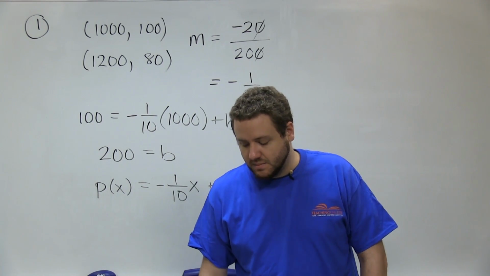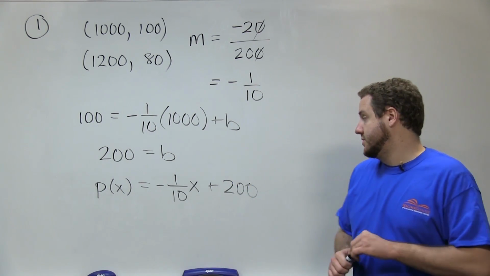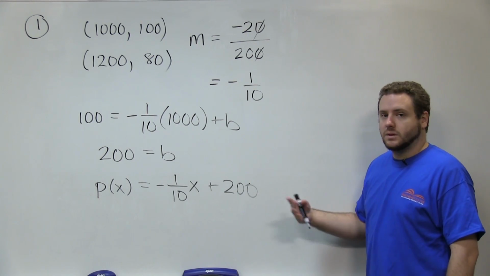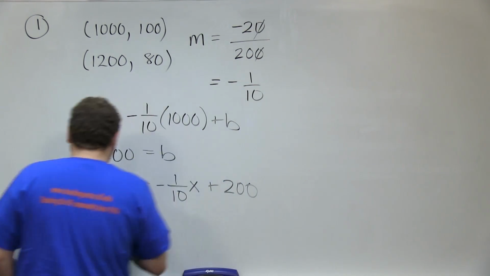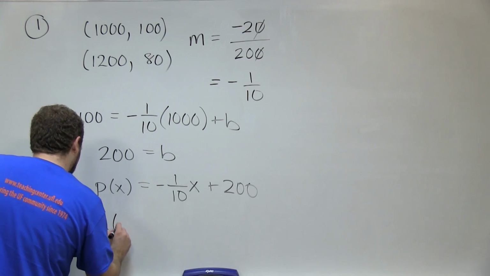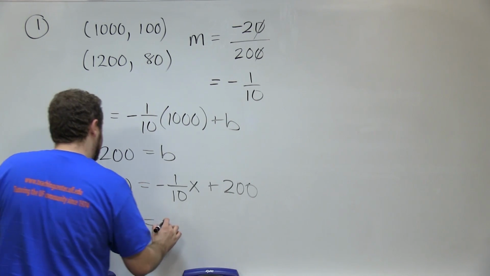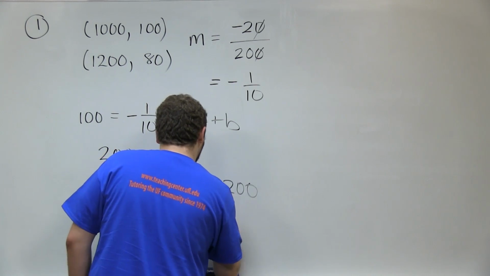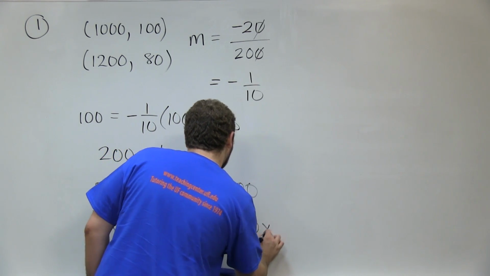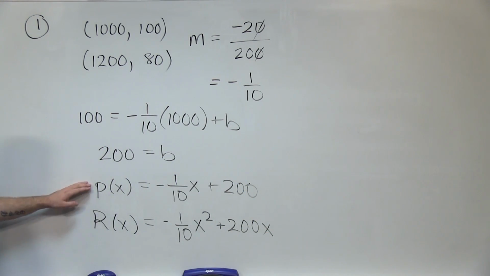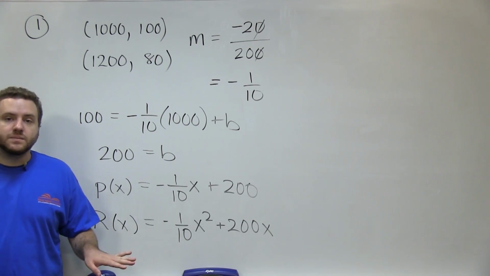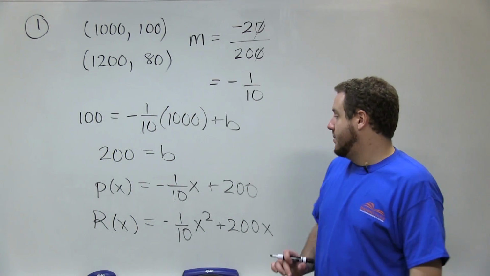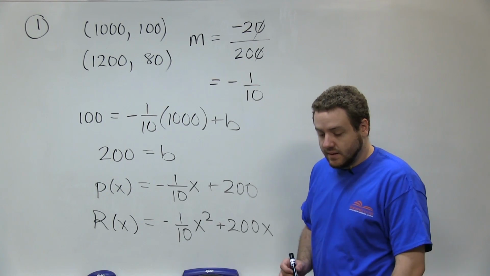So part A says, what is the marginal revenue? So we need to find a revenue function. Well, a revenue function is always if you just take your price function and multiply it by x. So our revenue function would be -1/10 x squared plus 200x. So that was just multiplying the p of x line times x. And part A is asking us to find the marginal revenue when x is 1,100.